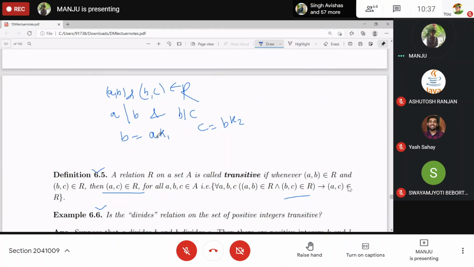Now from this one, put the value of B. C is equal to A K1 into K2. Means C is the multiple of A, right? C is the multiple of A. That means A divides C. I hope you got it.